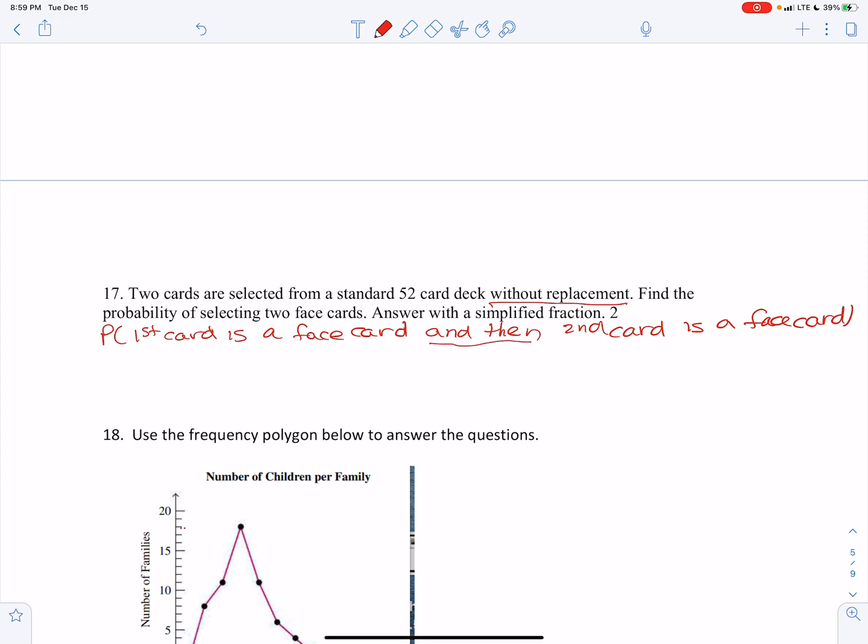So for the first card to be a face card, there's 12 face cards out of the 52 in the deck. But if we don't put that card back, there's now only 51 cards. And that one card we didn't put back was a face card. So there's 11 face cards. So if we use the fraction calculator, 12 over 52 times 11 over 51, it should reduce it for us, multiply and reduce it to get 11 out of 221.